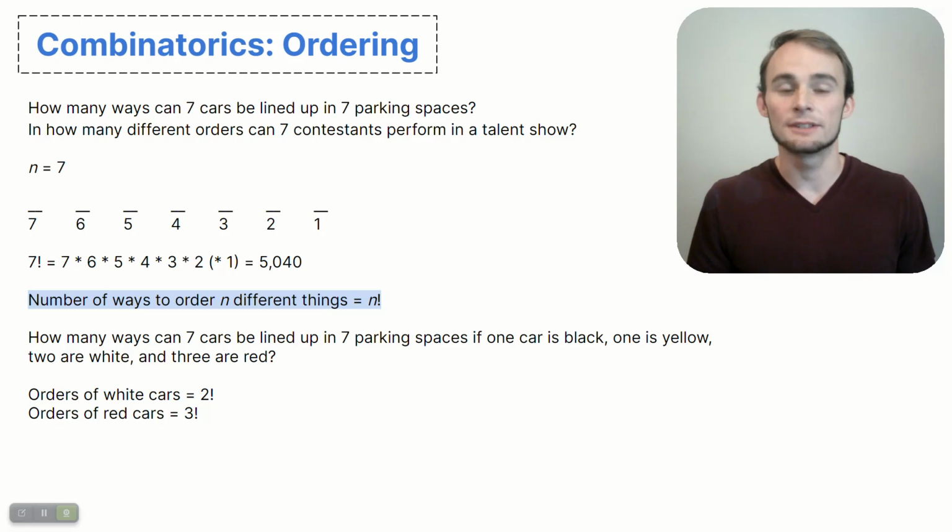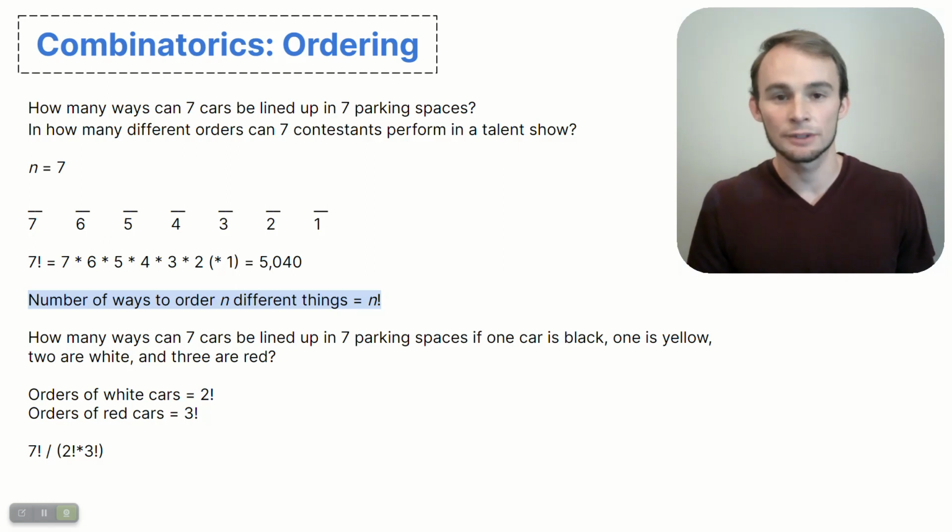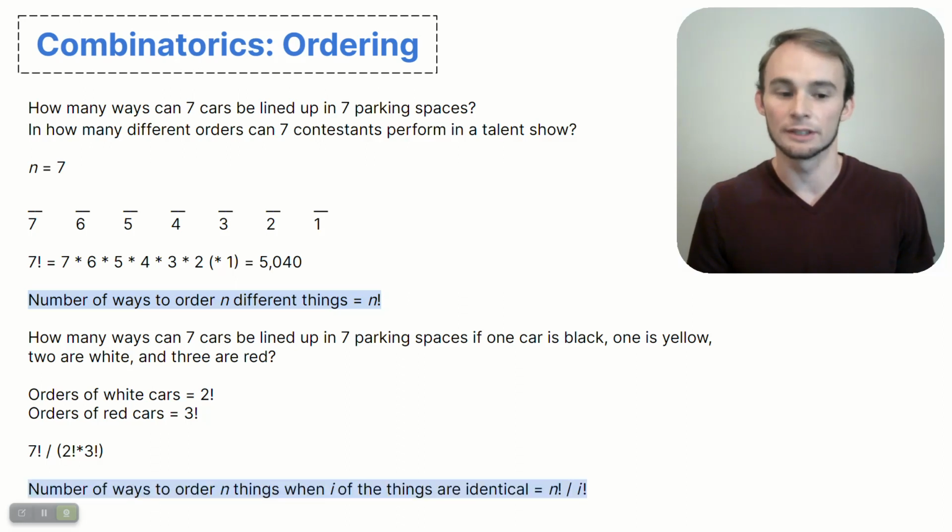And so we will need to divide by those numbers in order to get back to the real number of arrangements that we are looking for. So the rule is that for every group of identical things, you need to divide by the factorial of that number and put that as the denominator of your fraction with the n factorial in the numerator. So in this case, we'll have 7 factorial over 2 factorial times 3 factorial.